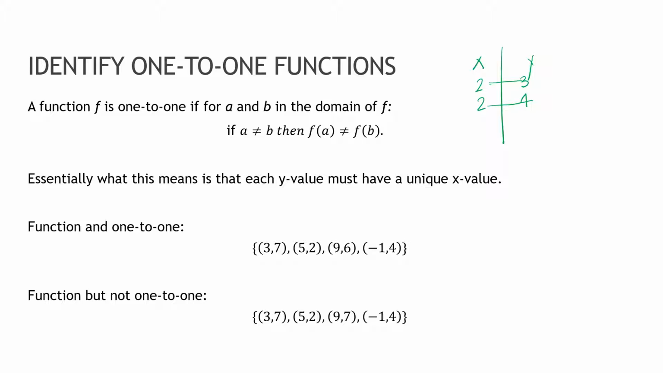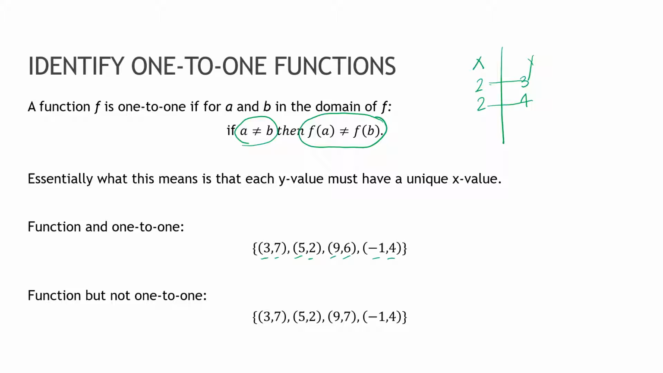Now we're looking for whether or not a function is one-to-one, so we already know it's a function, and this is going to be backwards. This is saying for every value in our domain, if those x values do not equal one another, then those y values do not equal one another. So for instance, my first example down here is a function because all of the x values are different, and it's one-to-one because all of the y values are different.